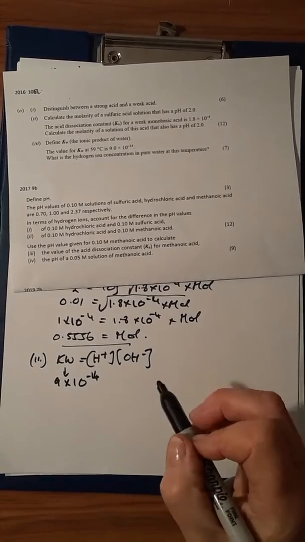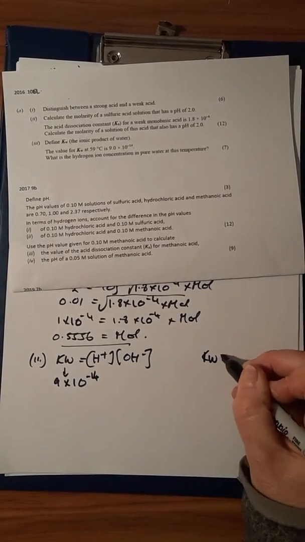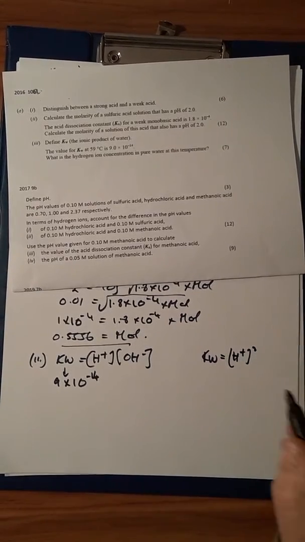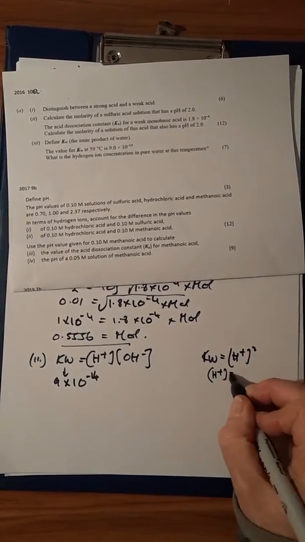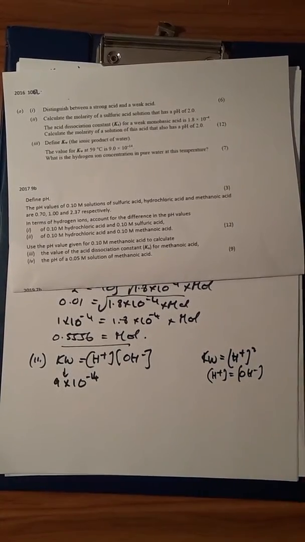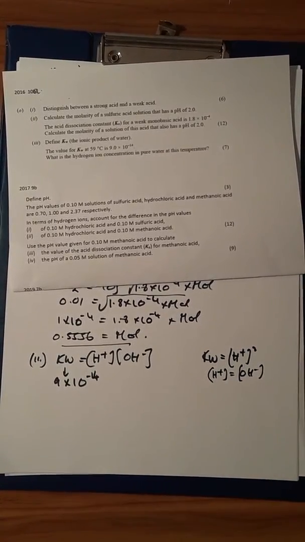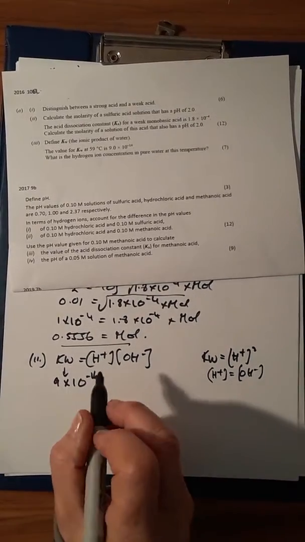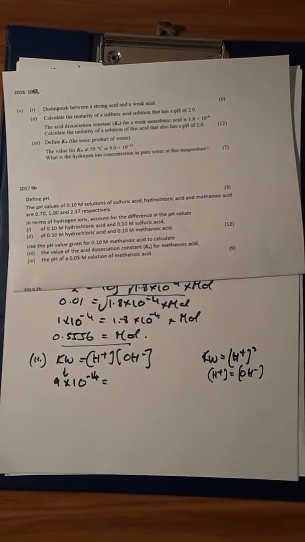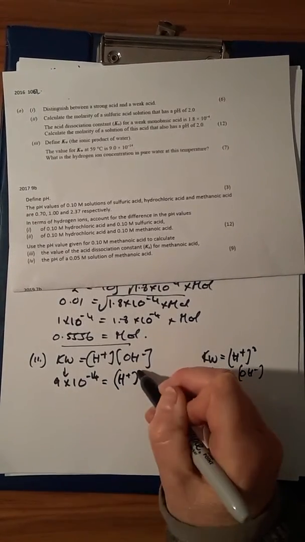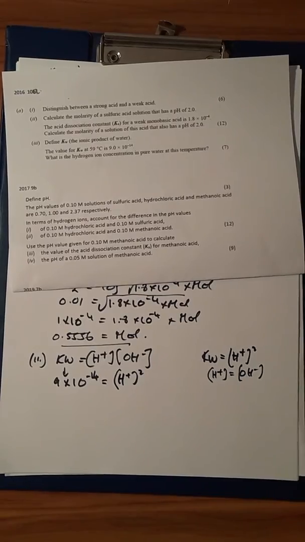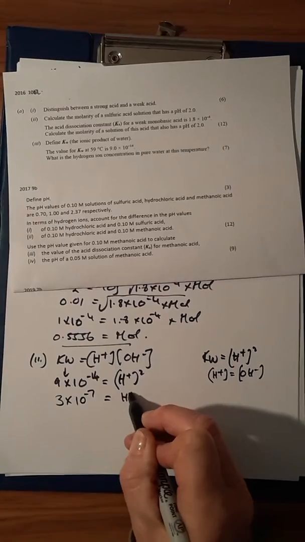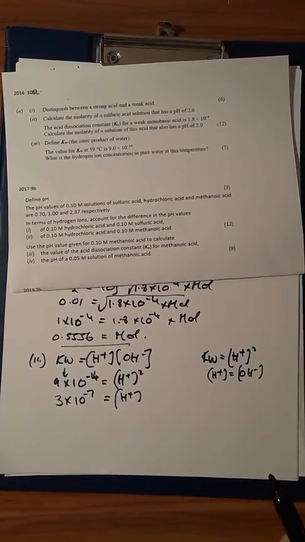And I know, remember, that the Kw is equal to the H plus concentration squared, because the H plus concentration is equal to the OH minus concentration. I know that already. So I can say that this 9 by 10 to the minus 14 is really equal to the H plus concentration squared. So if I square root both sides, that will give me 3 by 10 to the minus 7 is equal to the H plus ion concentration. That's what I must have.